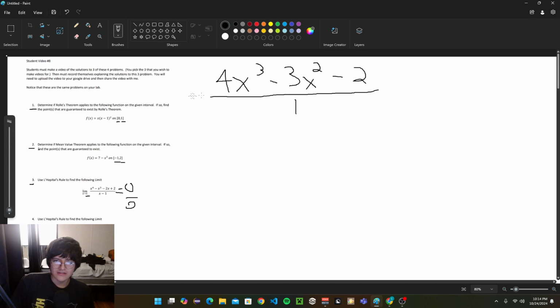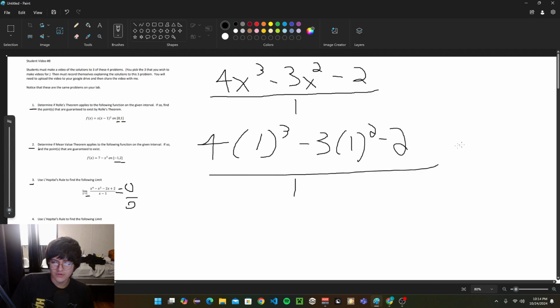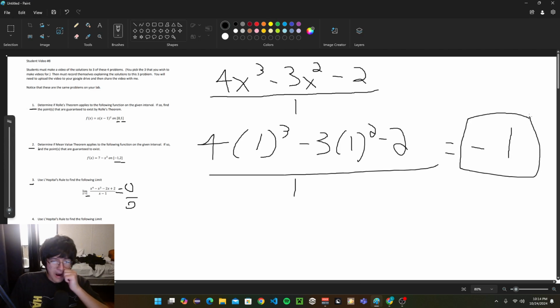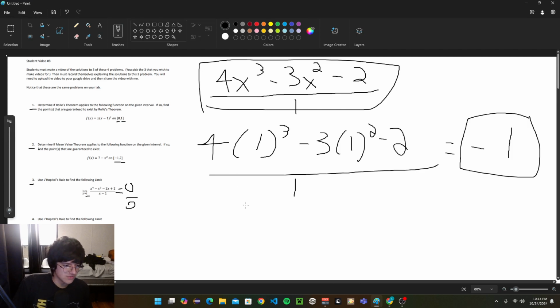So now we're going to plug in this 1, so that'd be 4 times 1 cubed, minus 3 times 1 squared, minus 2, all over 1. And if we plug this into the calculator, we end up getting -1 as our answer. That is our answer, -1. If this were to give us 0, again, we would just find the derivative of this and just keep going until we get a number that's not 0. But yeah, number 1, -1 is our answer.